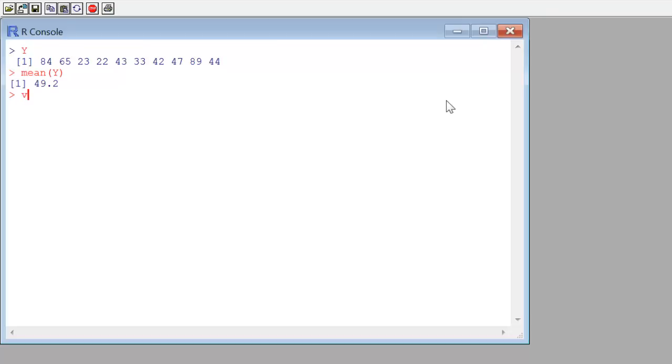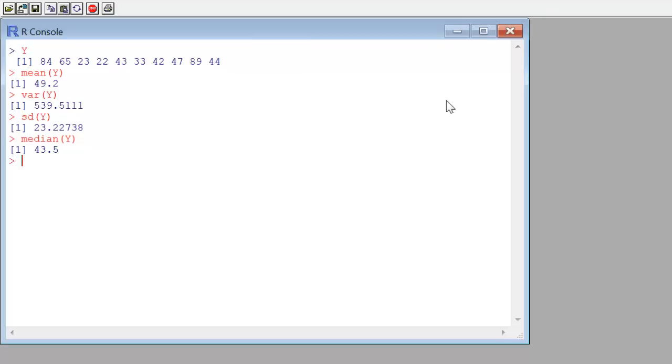If I want the sample variance, I would use the var function, var y, and there we find it to be 539.51. If you get your calculator out and get the square root of that, you would find the sample standard deviation, or you can get it directly by using the sd function, sd y, and there we find it. Another popular measure is the median, and indeed there is a function called median, and if I apply it, we find the median of these data to be 43.5.